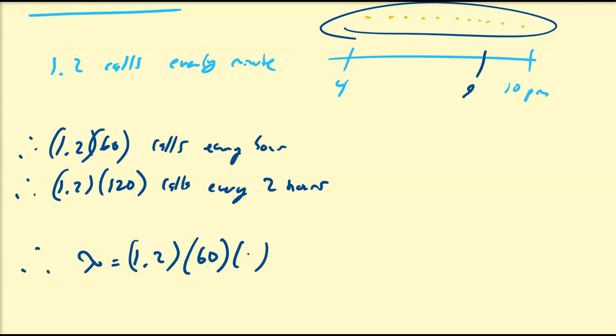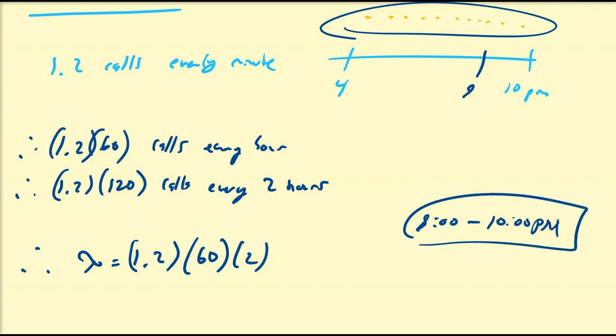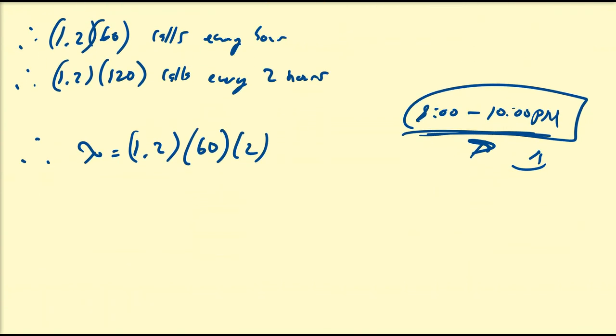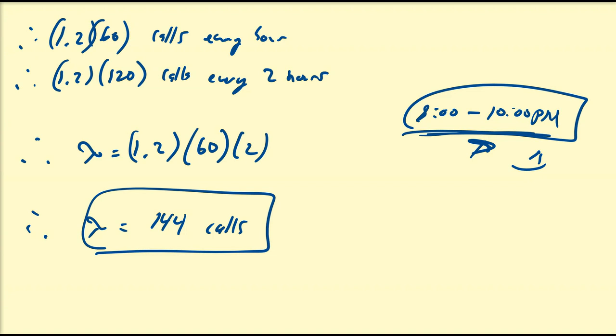All right, you know what, let's change the problem a little bit. Let's do 8 o'clock to 10 o'clock p.m. Let's focus on this problem instead. It's a little bit more interesting. So that means lambda is going to be equal to 120 times 1.2, which is 144 calls on average in any 2-hour block of time.